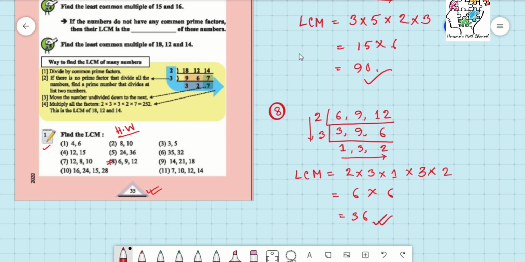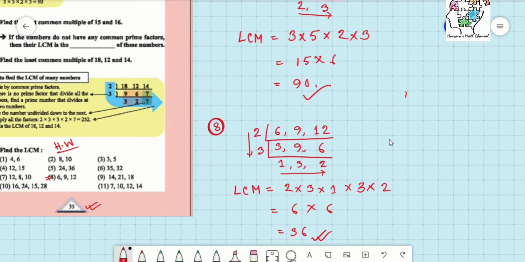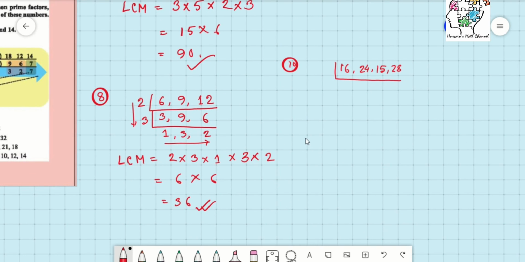Alright, let's do another one. Let's do number 10. Number 10 says we have to find the LCM of 16, 24, 15 and 28. We need to find the multiples of these 4 numbers. There are 3 even numbers, so at first we will divide by the lowest even number, that means 2. 2 8s are 16, 2 12s are 24, and 15 cannot be divided by 2, so we just write 15 as it is, and then 28 divided by 2 will be 14.